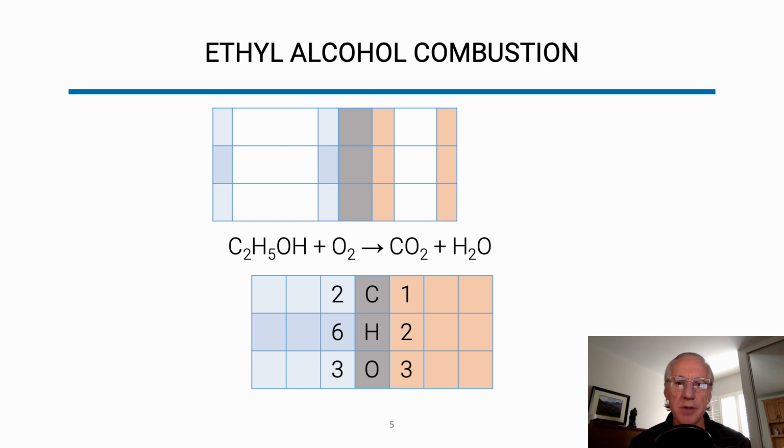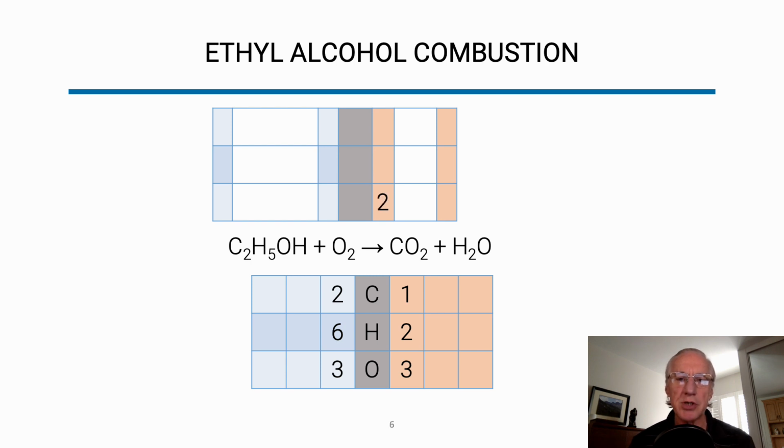In this case we have 2 carbons on the left, 6 hydrogens, and 3 oxygens. Notice that there is 1 oxygen in the ethyl alcohol, and then the 2 in the diatomic oxygen. On the right we have 1 carbon, 2 hydrogens, and 3 oxygens. Again, 2 oxygens from the carbon dioxide and 1 from the water.